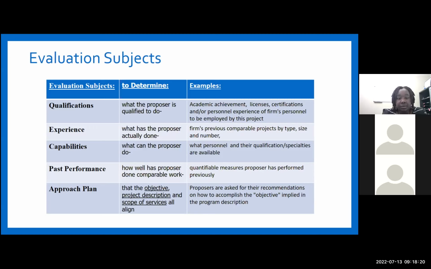So capabilities, what can the proposer do? What personnel and their qualifications or specialties are available? Past performance, how well has the proposer done comparable work? Quantifiable measures the proposer has performed previously. An approach plan, that is the objective, project description, and scope of services all aligned. Proposers are asked for their recommendations on how to accomplish the objective implied in the program description.